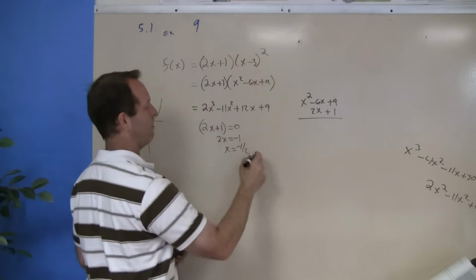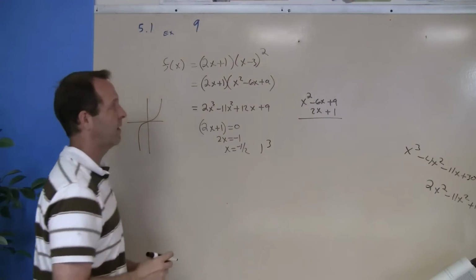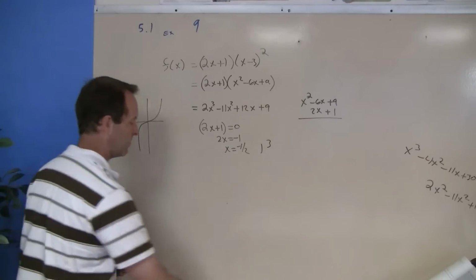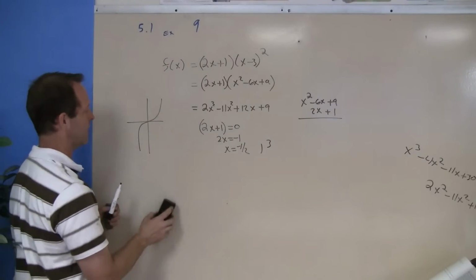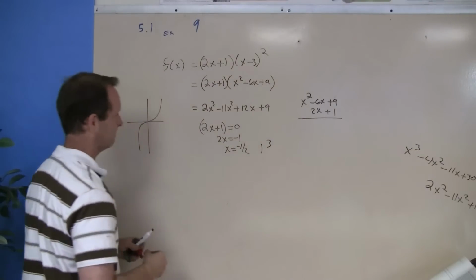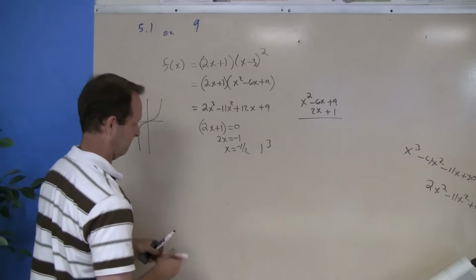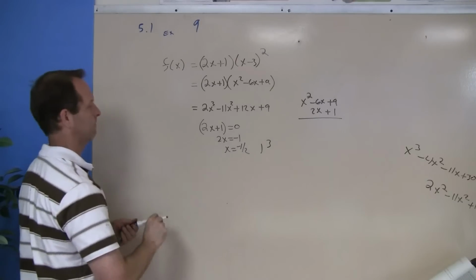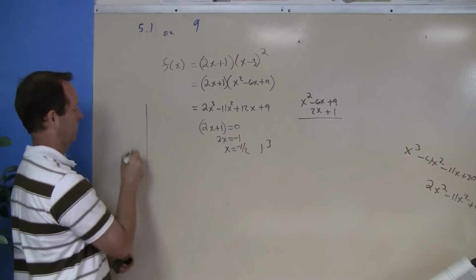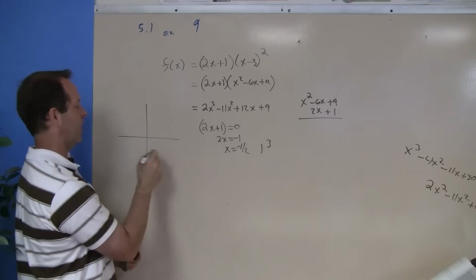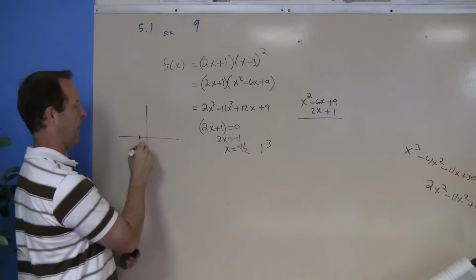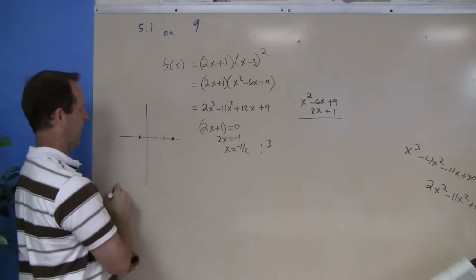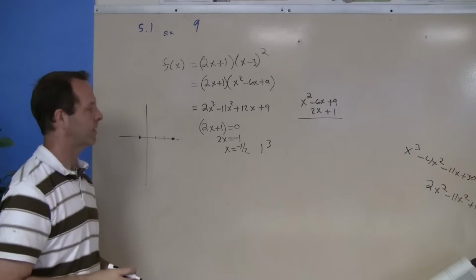And this other one's at +3. But that 3 has a multiplicity of 2. So that helps me further identify this graph a little bit. I have a point at -1/2. Something happens there and something happens at 3. And it's gently going up left to right.